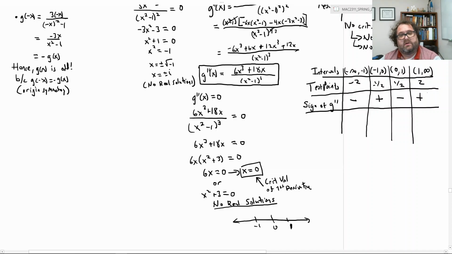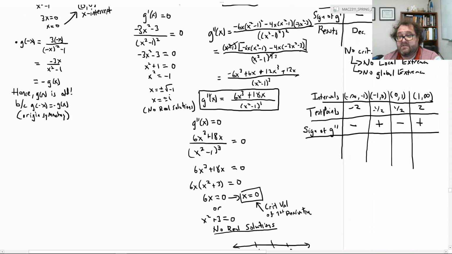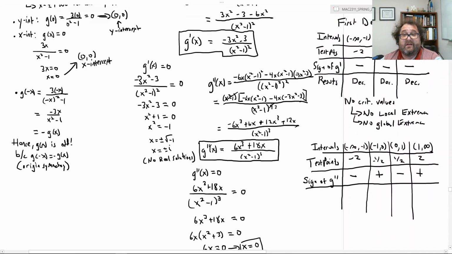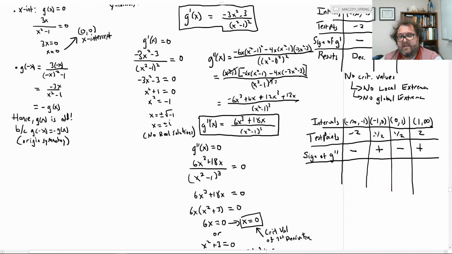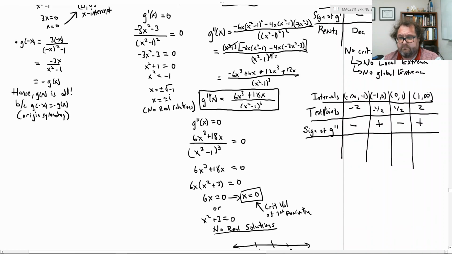So here we got that plus minus pattern going on, which we've seen a lot. But remember, for the increasing decreasing behavior, we didn't get anything like that. We got all negatives. So this is kind of an interesting example in that regard.